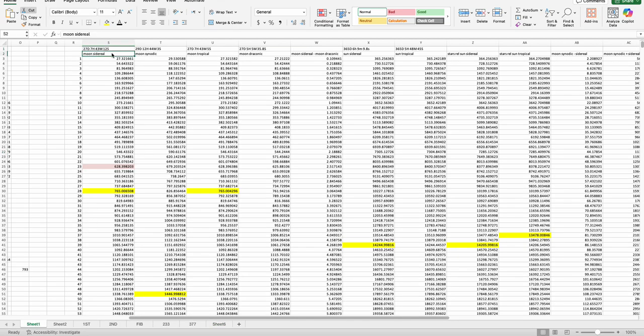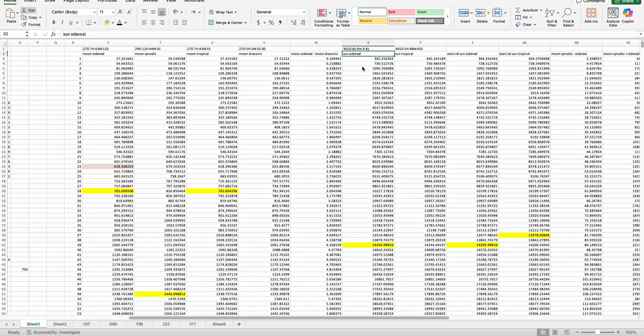So the moon sidereal, 27.321661 days. The moon synodic, 29.530588 days, and that comes out to this right here: 27 days, 7 hours, 43 minutes, 12 seconds, hours, minutes, and seconds.